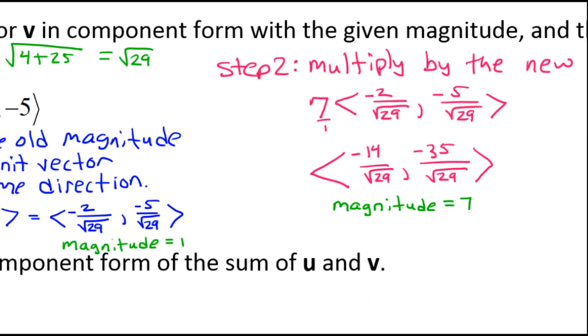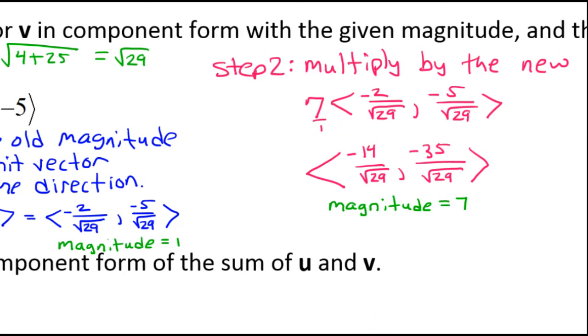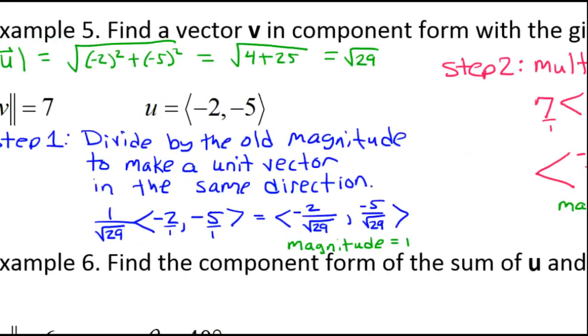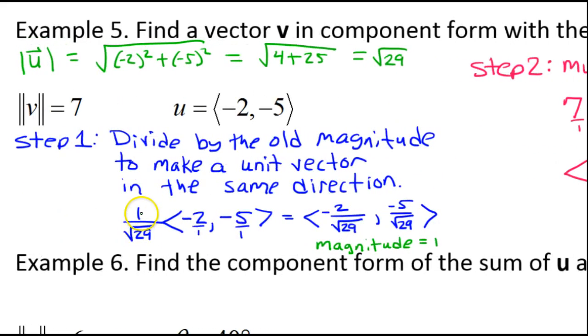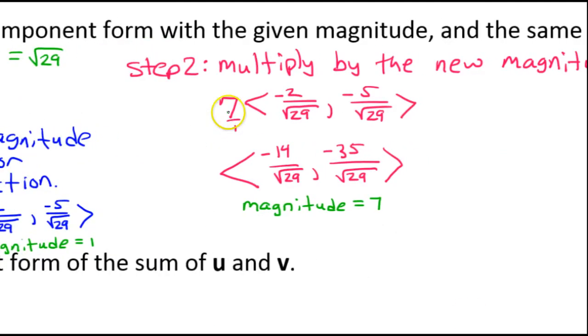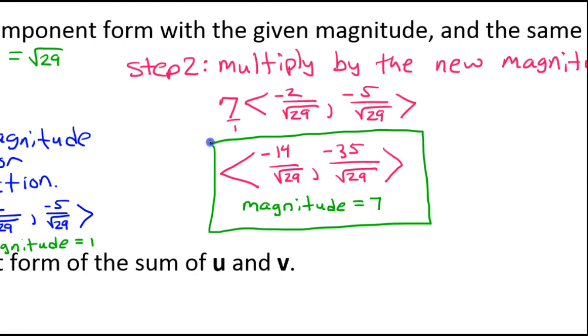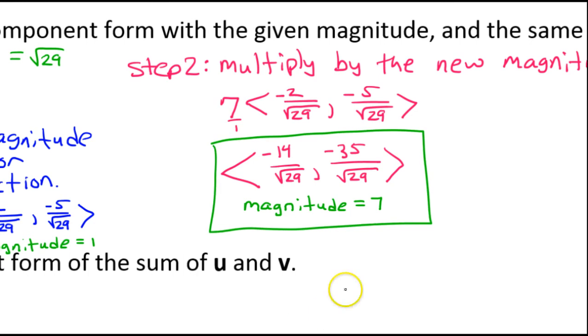And because all we did was multiply by scalars, the direction has not changed. Alright, in step 1 we multiplied by a scalar, so this has the same direction. Then I multiplied by another scalar of 7. Still did not change the direction. So this is the answer to the question. Alright, this is the vector that has the same direction as the original vector, but magnitude equals 7.